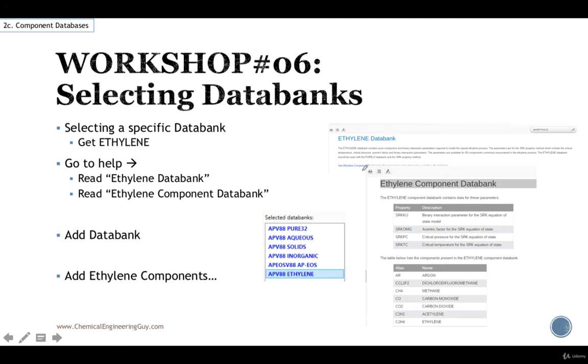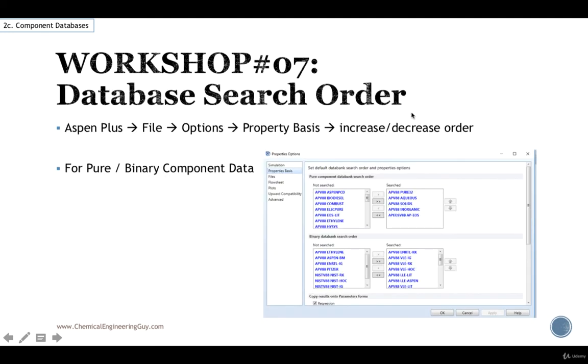I'm not going to get that technical into the data banks. I just wanted to show you how you can check out more information on that. And in this workshop, you will be selecting the relevant data bank for you. And you can also check the search order for Aspen. So, as stated before, if you choose the ethylene pack, you will want to select the priority for that.